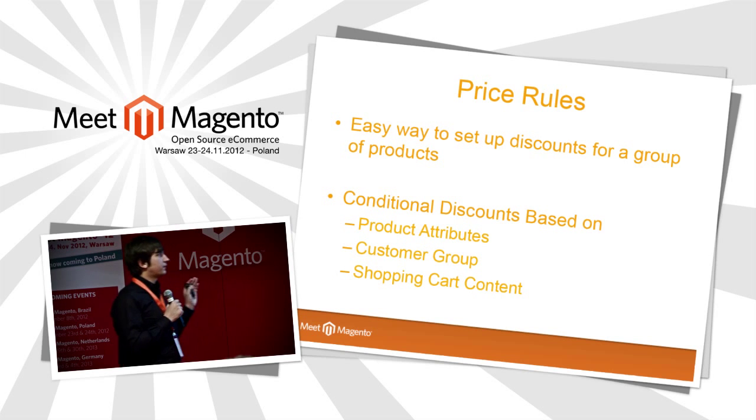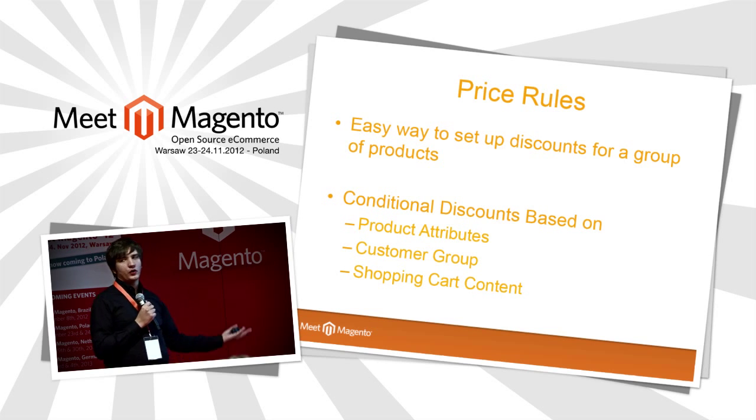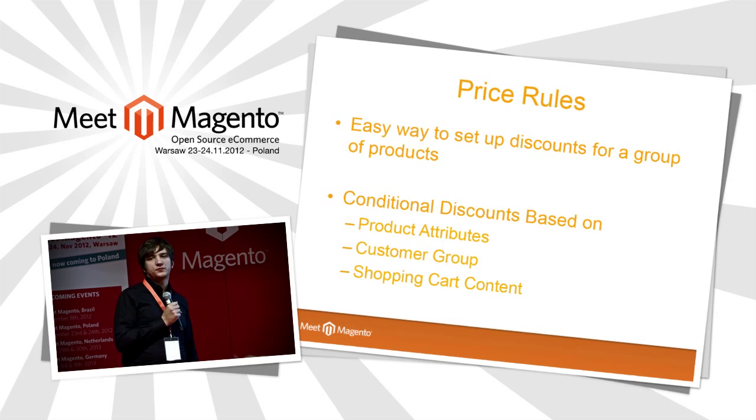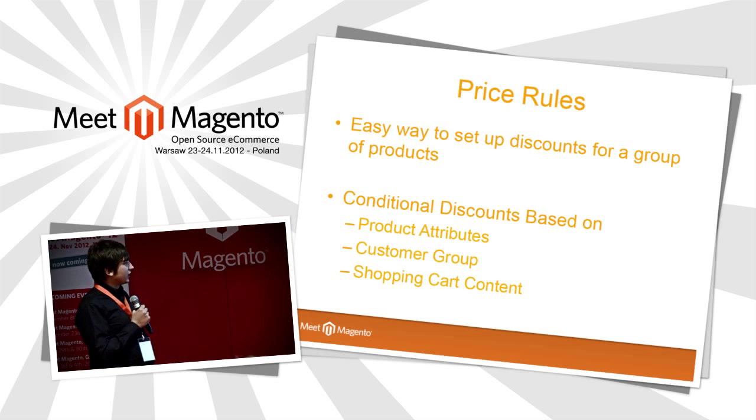So that is actually what the price rules are for. They allow you to set discounts in an easy way for a group of products, not for a single product like you do when you add a special price, tier price or group price. Also, these rules have conditions. These conditions can be a product attribute value, like if you would like to set a discount on all red products in your store. The conditional discounts can also be based on customer group and shopping cart content, like you can give a special discount for customers from Poland or from the United States.